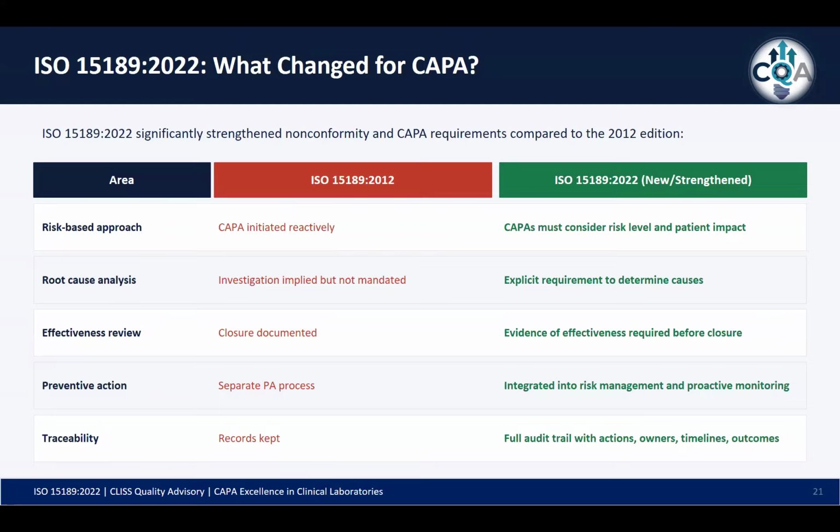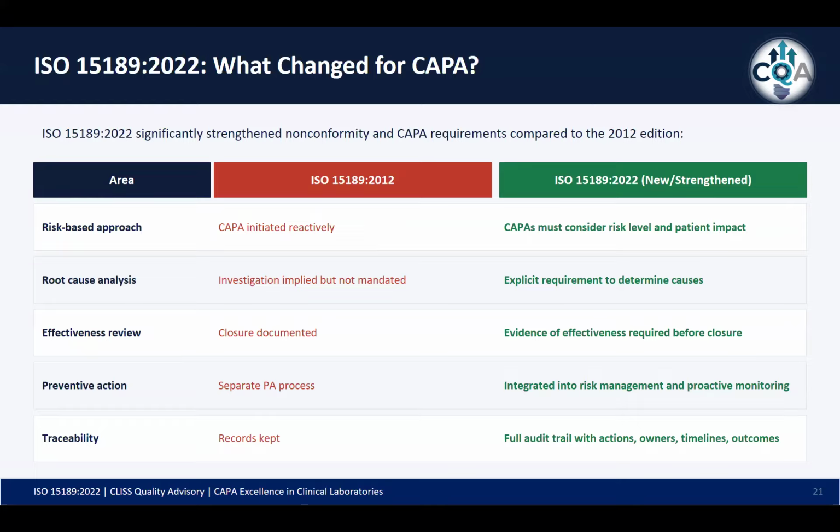In terms of effectiveness review, as long as the CAPA, the NC is closed and documented per 2012, I would be happy. But 2022, we're saying, let's go a step further. Show me the evidence of effectiveness before you closed the NC. Did you check for effectiveness before you closed the NC?